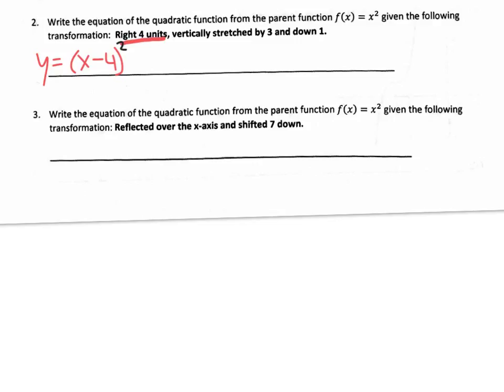And what about the next thing? The next thing is a vertical stretch by 3. So if I take this and vertically stretch it by 3, that means I need to change y, which is the whole function. I need to multiply the whole thing by 3. So vertically stretching it by 3, it'll be y equals 3 times (x minus 4), the inside of the parentheses doesn't change, to the second power.